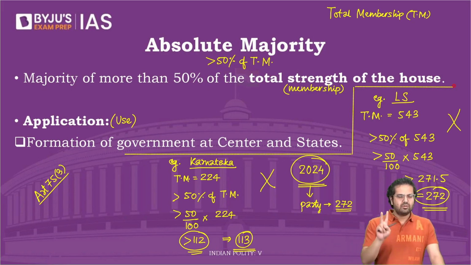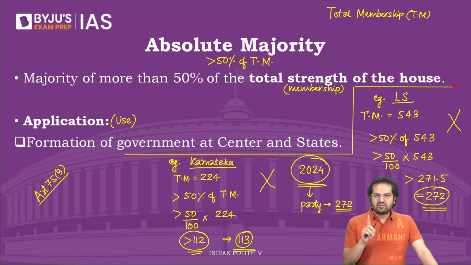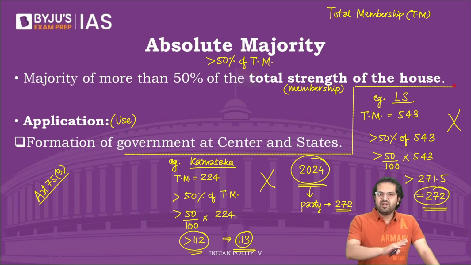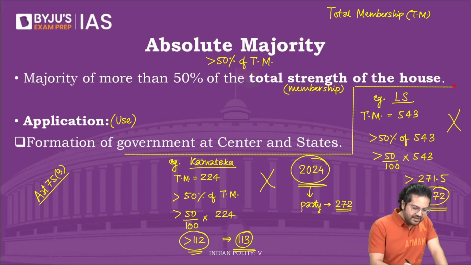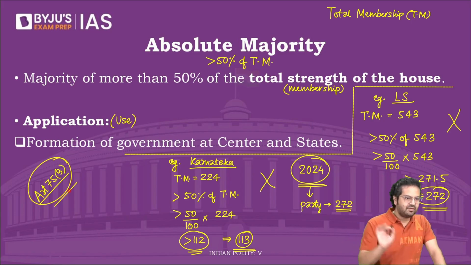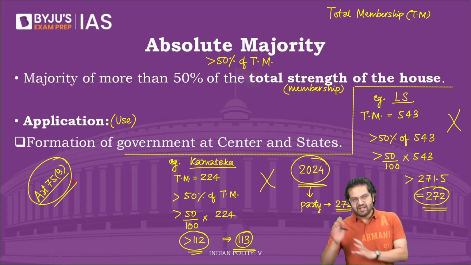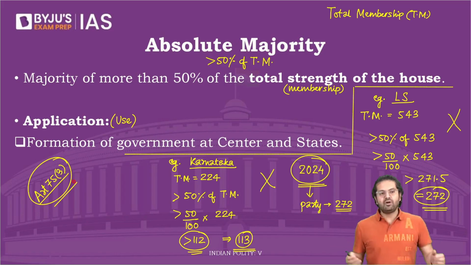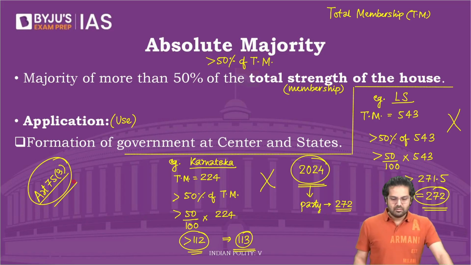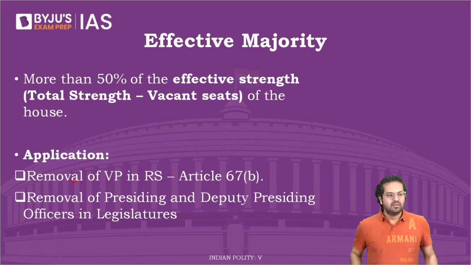What is important? Two things. Number one, absolute majority is what? More than 50% of the total membership in the house. And why only in the lower house? Because of Article 75 clause 3. Simple. Let's move on now to something you have already seen, but I'm not really sure anymore whether you have seen it or not.